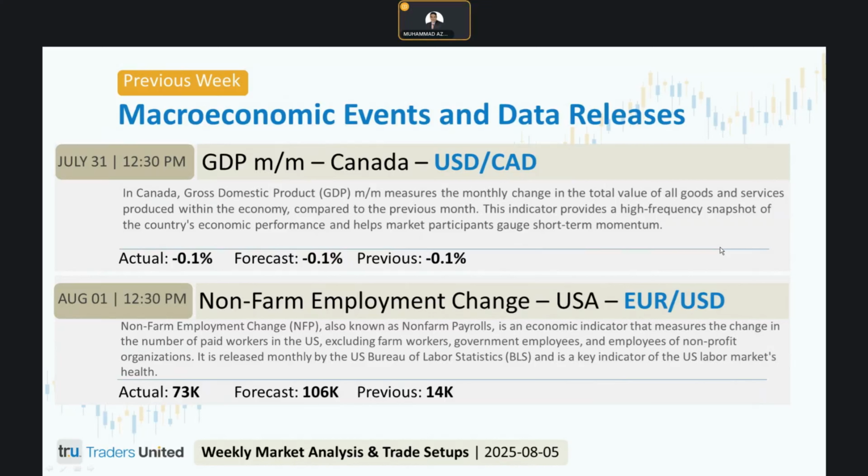Given Canada's reliance on commodities, the GDP figure is especially sensitive to fluctuations in global demand and prices for resources like oil and natural gas. A positive reading signals economic growth, while a negative figure suggests contraction. Forex traders, market analysts, and policymakers closely monitor this release to assess the health of the economy and anticipate potential adjustments in the Bank of Canada's monetary policy.